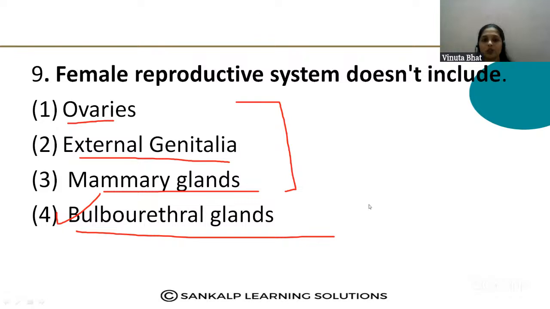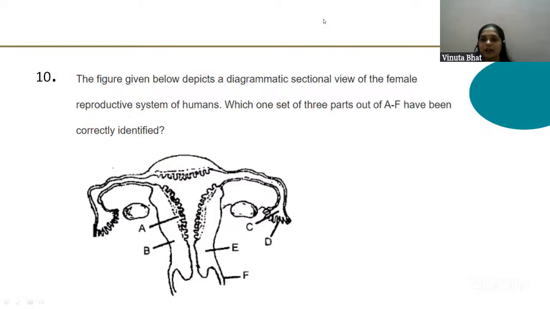See the 10th question. Observe the figure carefully here, dear students. The figure given below depicts the diagrammatic sectional view of the female reproductive system of the humans. Which one set of three parts of A to F have been correctly identified?